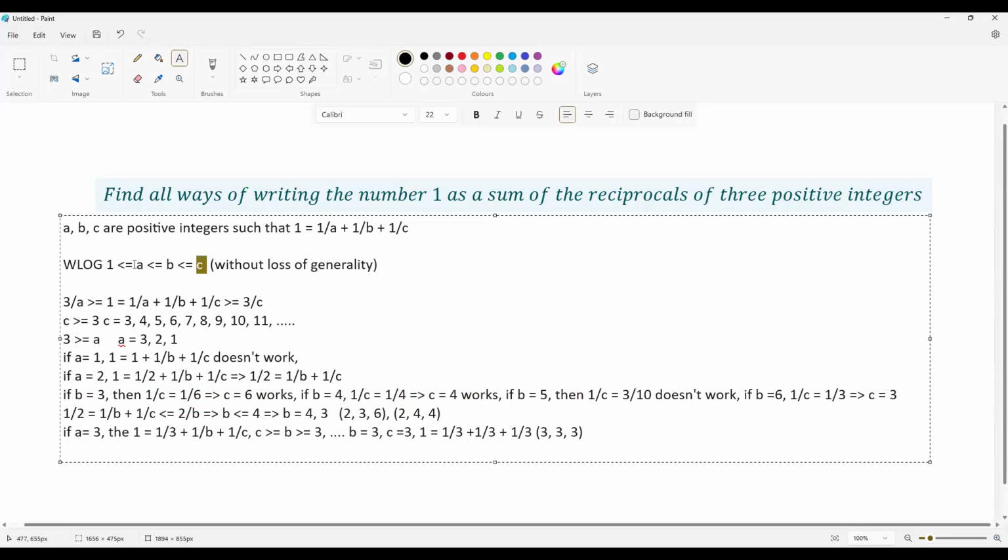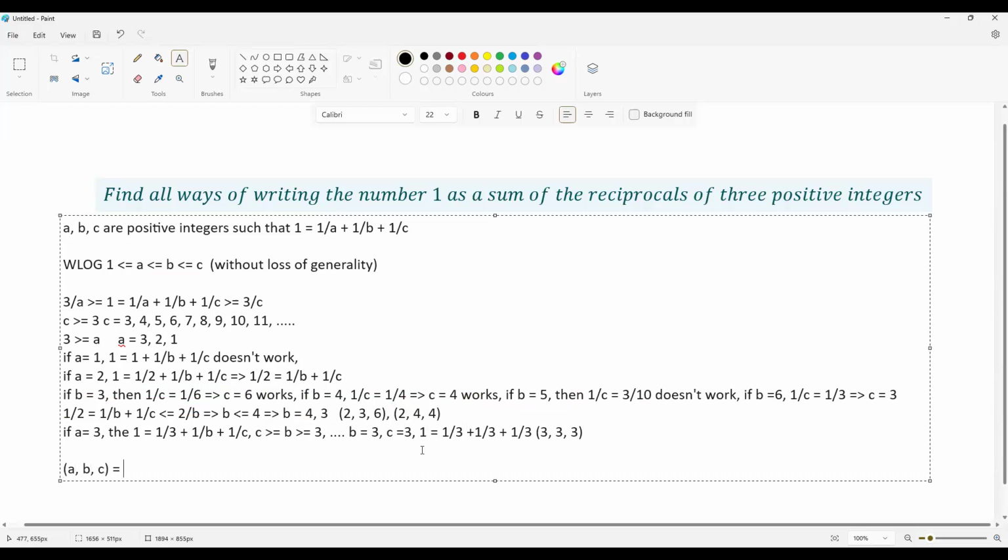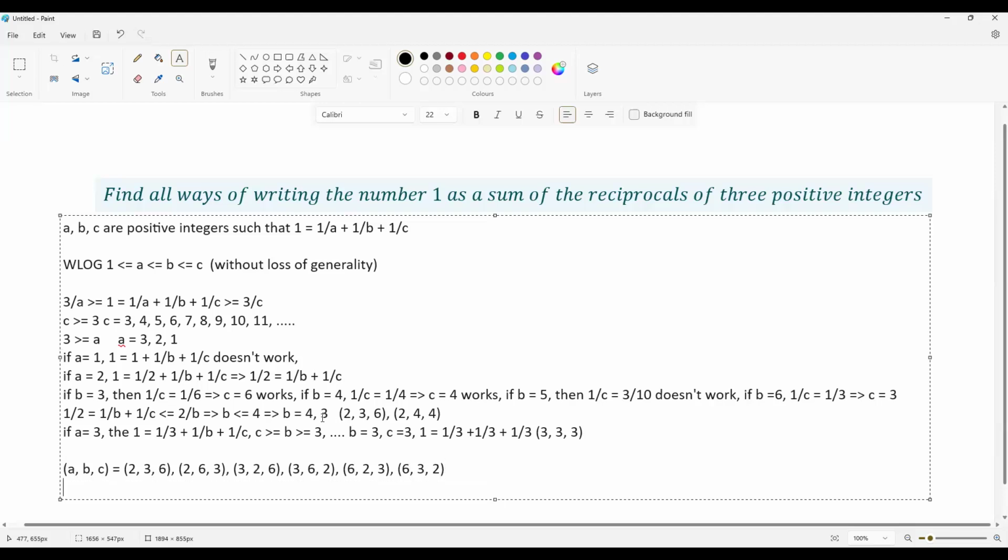And now we have to go back to this, right? We have to remember that we reordered them. So all the solutions will now be this one: 2, 3, 6, 2, 6, 3, 3, 2, 6, 3, 6, 2, 6, 9, 3, 6, 3, 2. And this one: 2, 4, 4, 4, 2, 4, 4, 4, 2. And this one: 3, 3, 3. Okay, next problem.